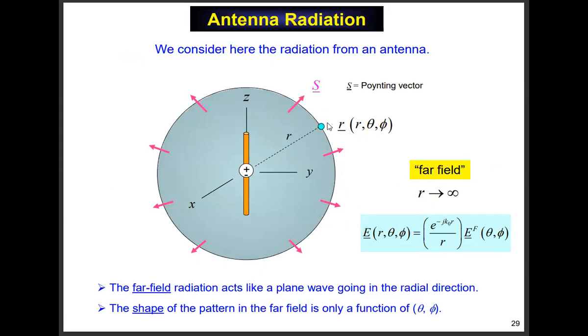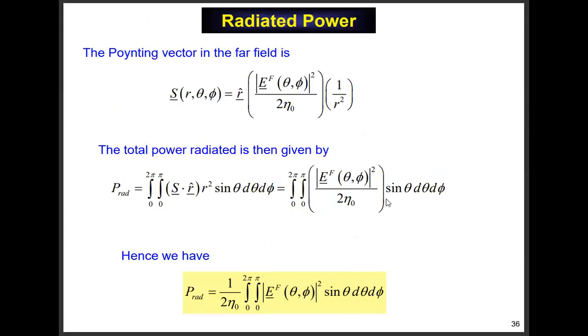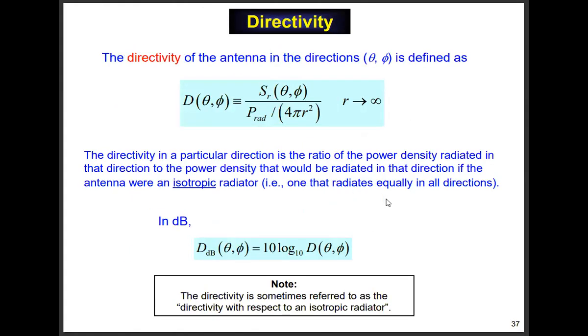So you're looking at the Poynting vector at some point in some direction, theta phi, like right here where the blue dot is. That's the numerator. And then you're dividing by the total power radiated divided by the area of the sphere, 4 pi R squared. Now, let me see why that's a nice definition. Let's see if this makes sense.